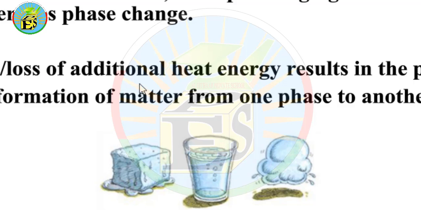Gain or loss of additional heat energy results in the phase transformation of matter from one phase to another. When the temperature is fixed for some time, the energy is used just to change the phase from solid to liquid or from liquid to gas without changing its temperature. Substances absorb energy to break molecular bonds. Chemical potential energy increases.